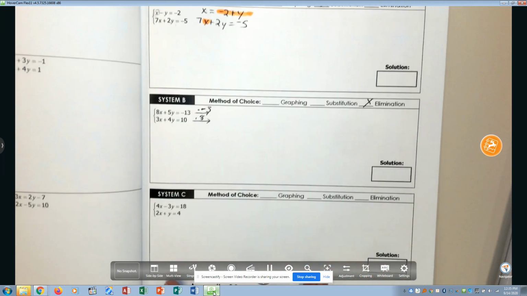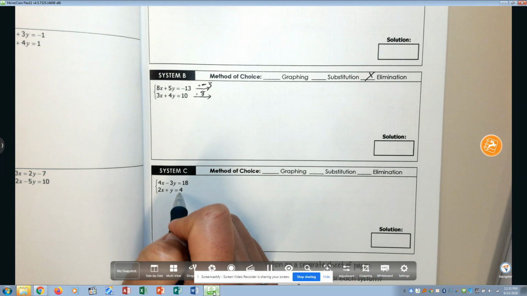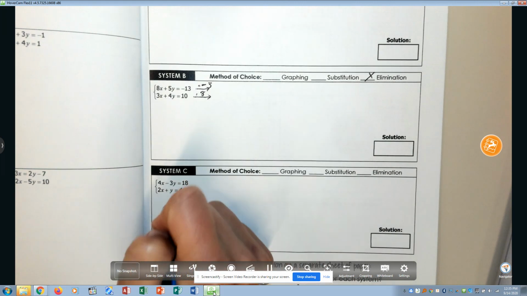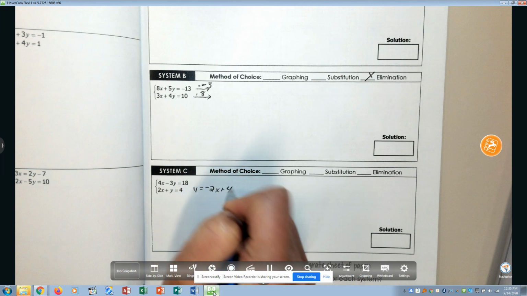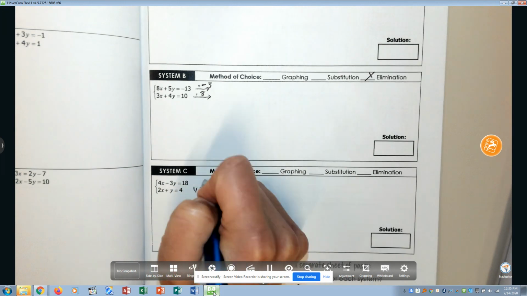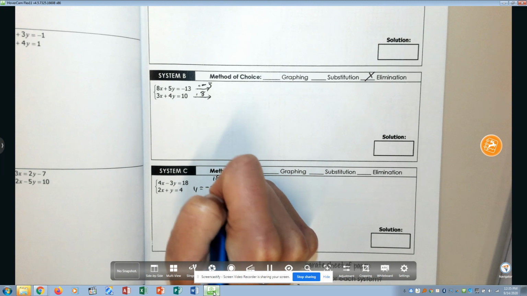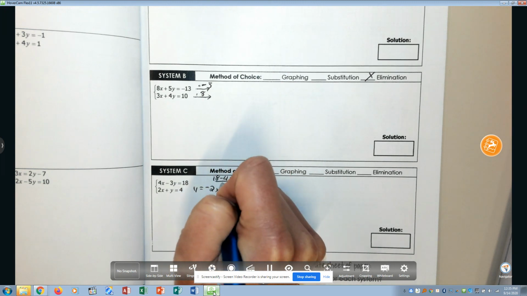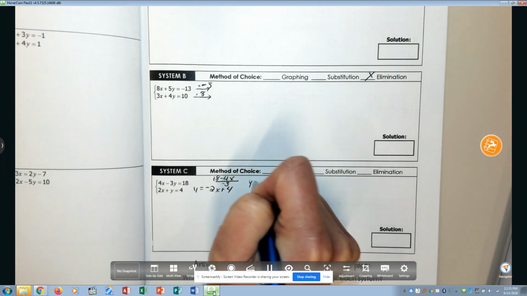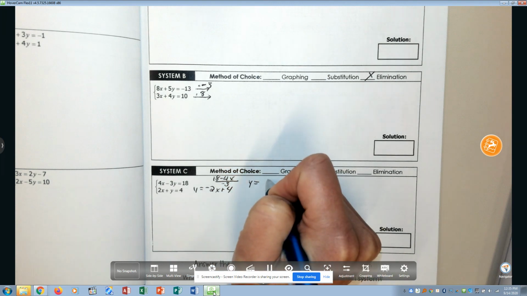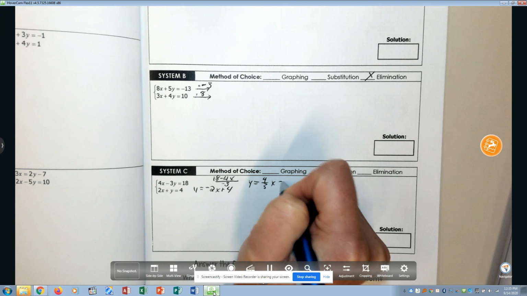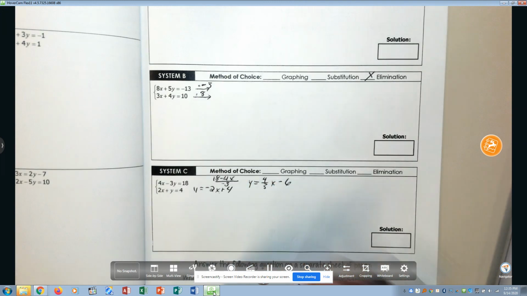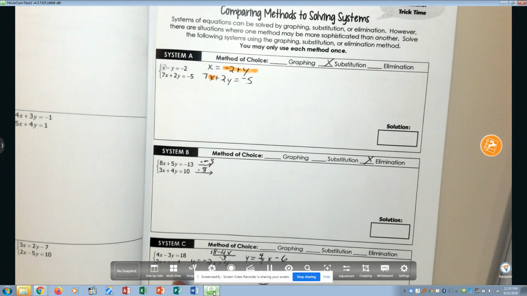I'm just going through. For this one, I would very quickly put in y equals mx plus b. So y equals negative 2x plus 4. And then here, I got to sing the song. 18 minus 4x divided by negative 3. So y is equal to positive 4/3 x minus 6. And then I'd graph these two and see where the intersection point is. But let me show you how to do this using graphing calculator.